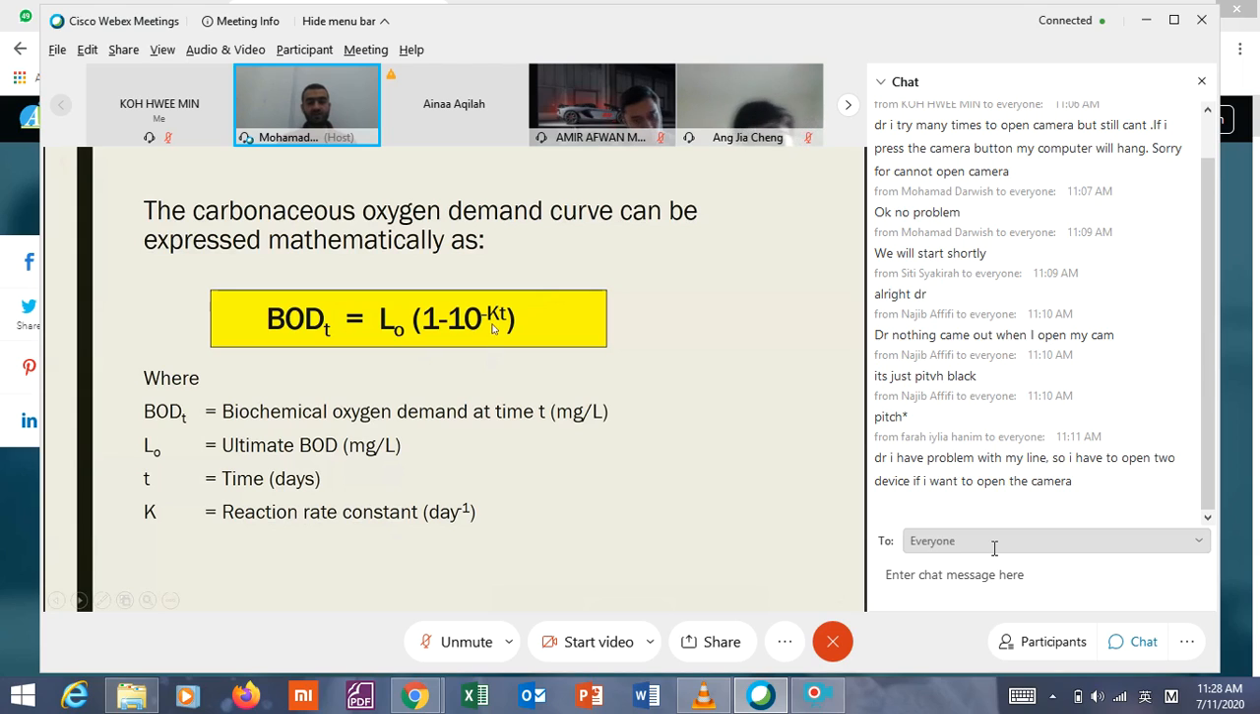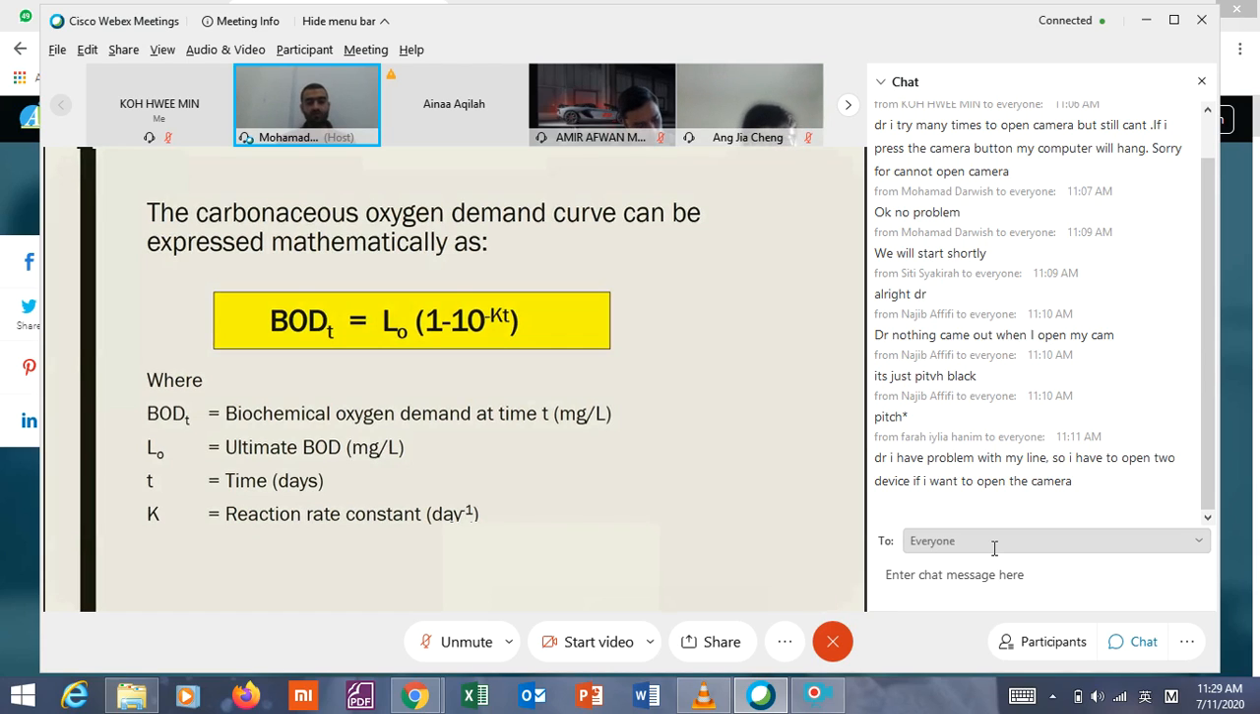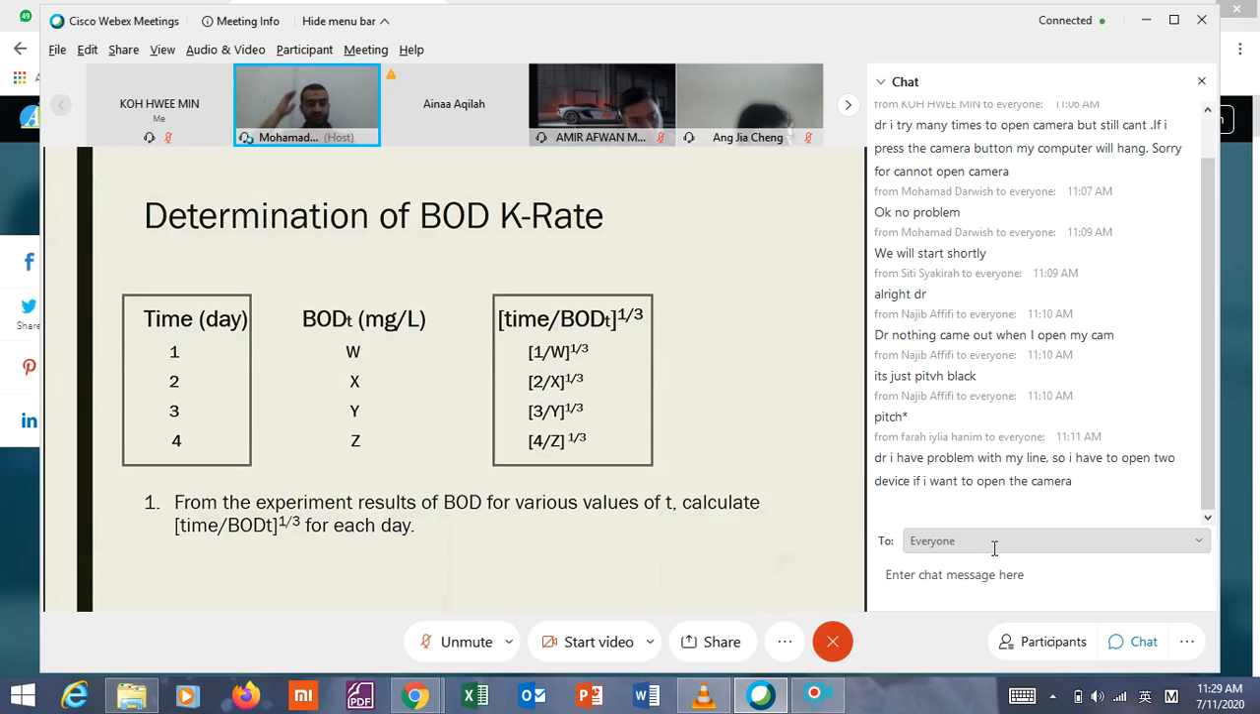So with the change of the K, there will be a change of BOD. With the change of the T, there will be a change in the BOD value. Okay? So this is the equation that relates both parameters. Now, how can we determine this value of K?